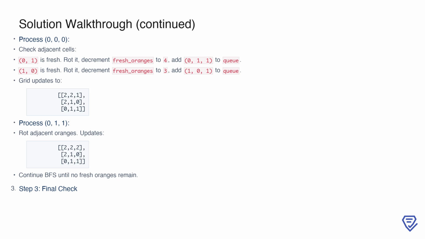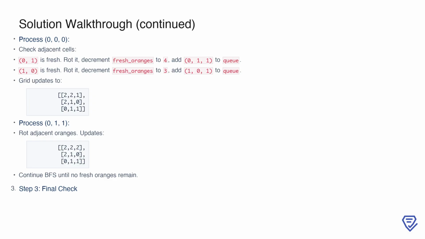The BFS process starts with the rotten orange at 0, 0, and time 0. We check its adjacent cells. The orange at 0, 1 is fresh, so we rot it, decrement the fresh orange count to 4, and add it to the queue with a time of 1. Similarly, the orange at 1, 0 is fresh, so we rot it, decrement the count to 3, and add it to the queue with a time of 1. The grid now reflects these changes.